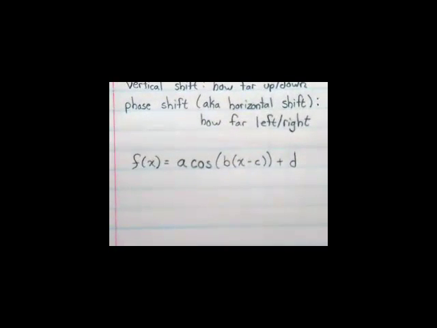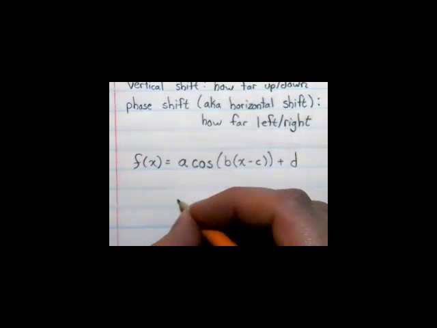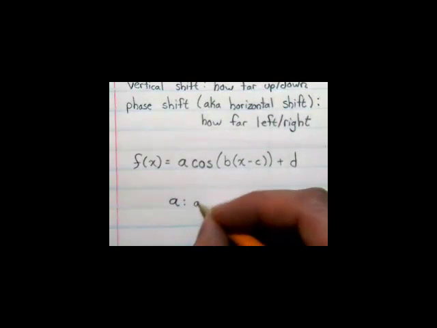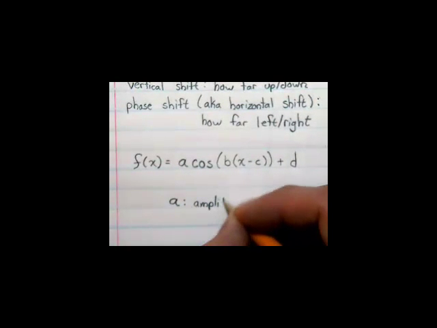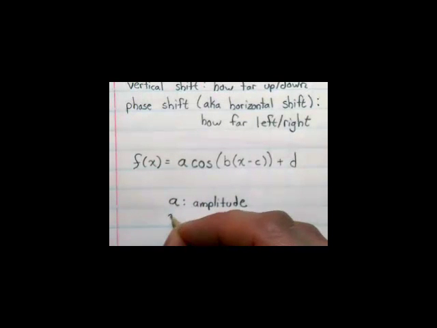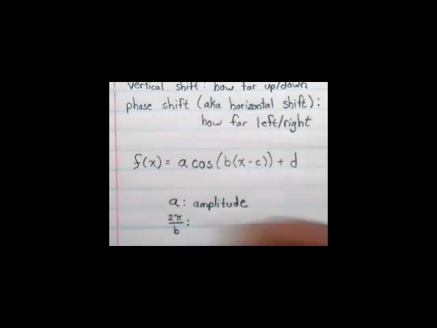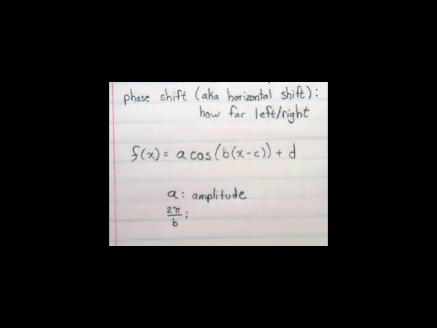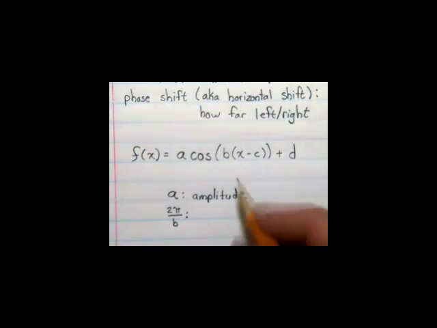All right, now I'm going to just tell you what they are. We're not going to have time to really delve into why right now. Tomorrow we will, okay? But I just want you to write this stuff down for right now. So A, whatever this number is right here, that's the amplitude. Two pi divided by B, again, I'll explain why tomorrow, but 2 pi divided by whatever this number is right here, that's the period.